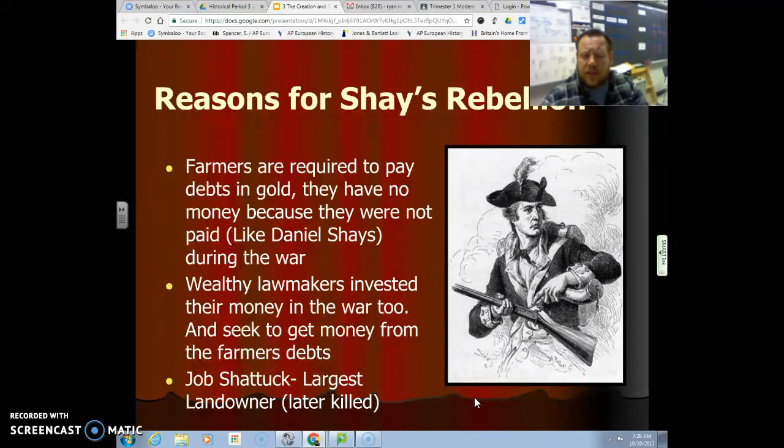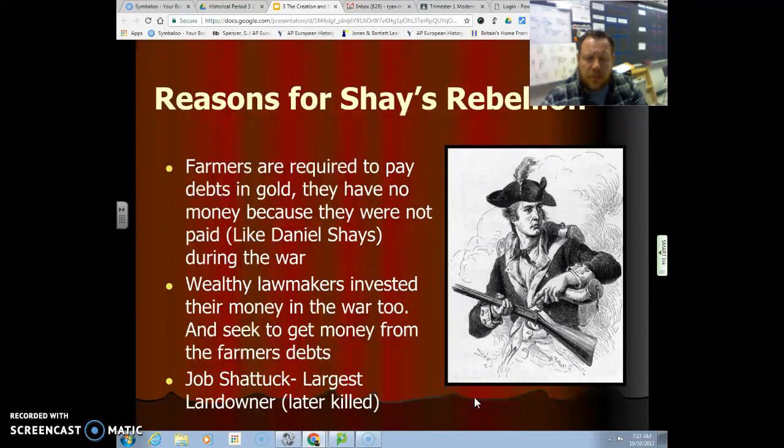A lot of times wealthy lawmakers would invest their money in the war. Okay. They would give, like a war bond kind of thing. And a lot of times these farmers had to sell their farms off to these rich lawmakers, just to pay the debts off. So they'd sell their debts to some people later on. A guy named Job Shattuck was the biggest landowner in Massachusetts, and he basically bought acres of land for pennies on the dollar. Later on, he got killed in this revolution, by the way.